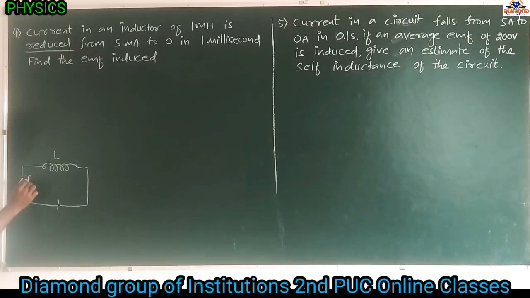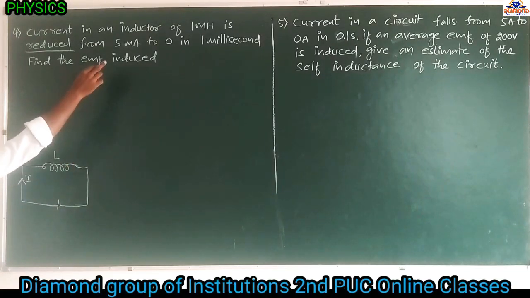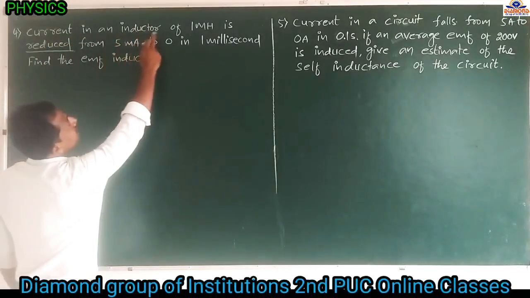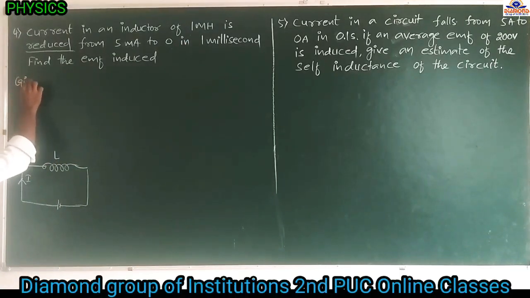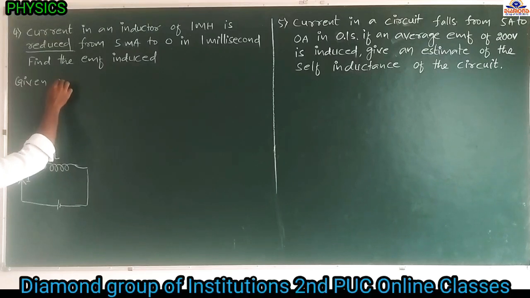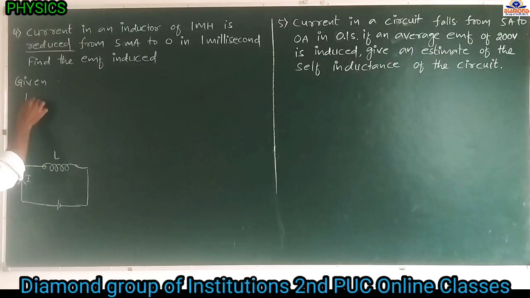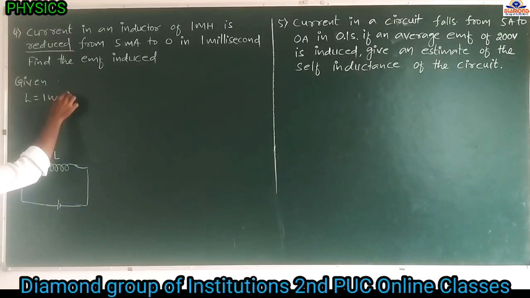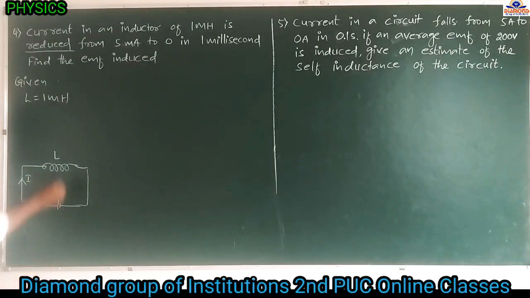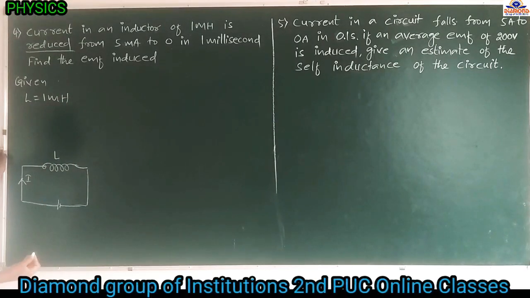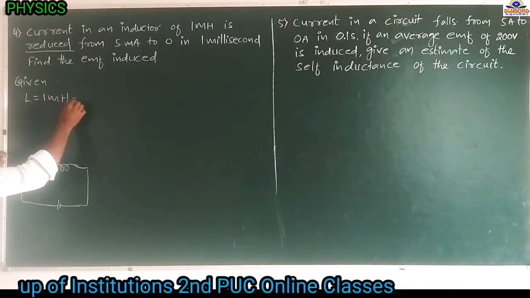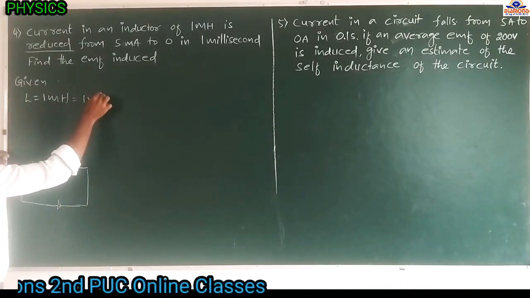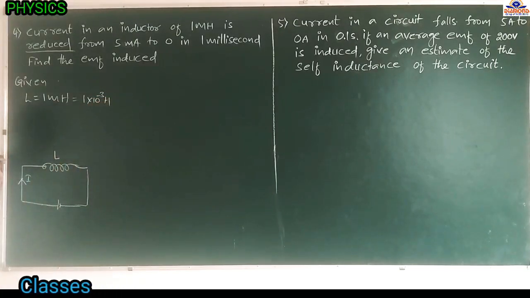The current value is denoted by I. In this case, the inductor value is given. Current in an inductor of 1 millihenry means given data. What is the given value? L equals 1 millihenry. What is the power of milli? 10 to the power of minus 3. So we write L equals 1 into 10 to the power of minus 3 Henry.